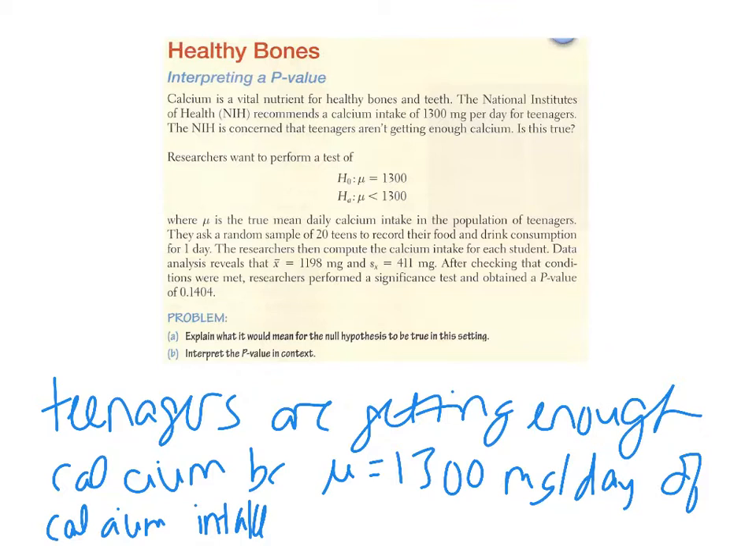So part B then wants you to take the p-value that it gave you of 0.1404 and interpret that in context. So what that's going to mean, let's clear some space here.